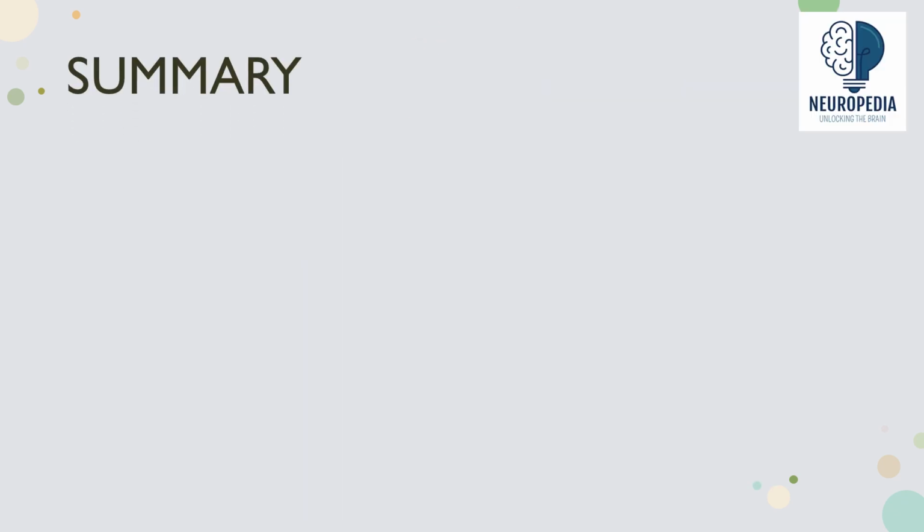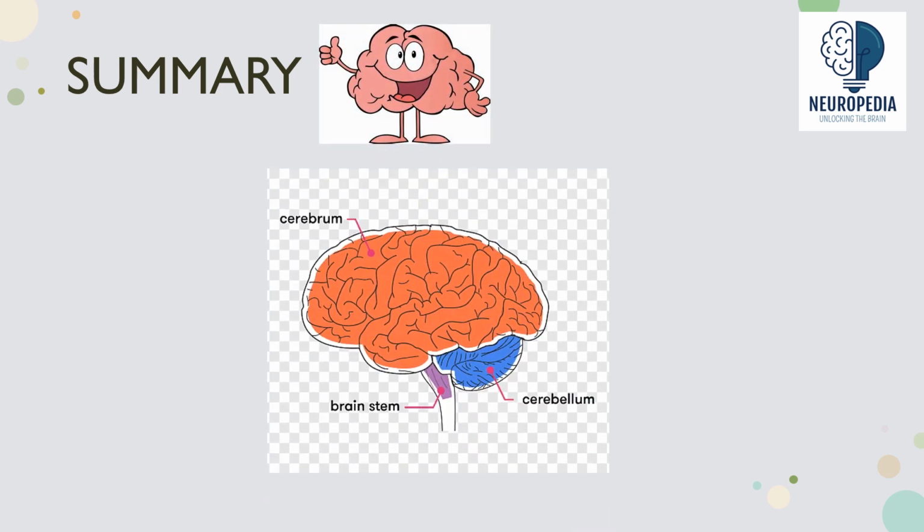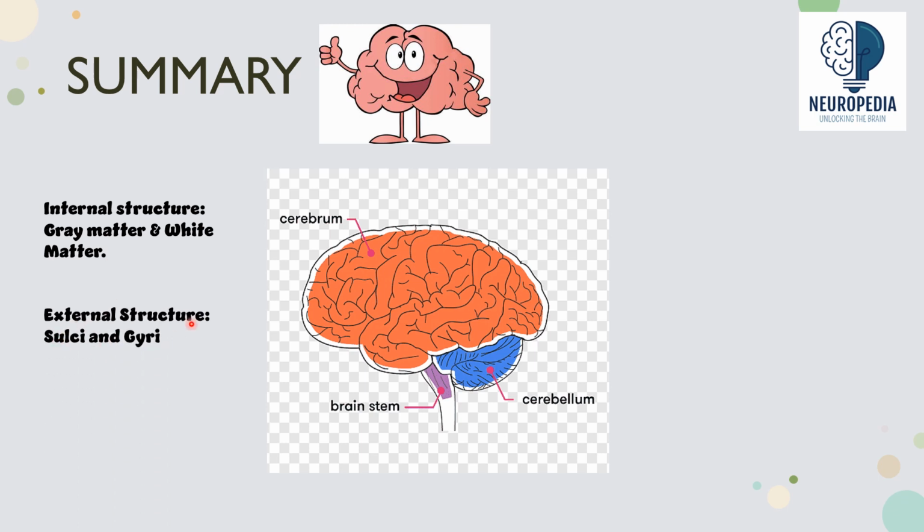Let's summarize what we have studied in this video. We have talked about the human brain. The human brain consists of three parts, namely the cerebrum, which is the largest part, the cerebellum, and the brainstem. We have also studied the internal structures that include the gray matter and white matter. The external structure of the cerebrum includes the sulci and the gyri. There are four different lobes of the brain that perform different functions: the frontal lobe, parietal lobe, occipital lobe, and temporal lobe.